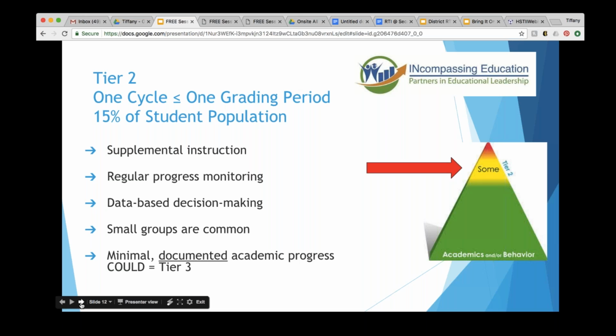Or perhaps they do need to be bumped to Tier 3, at which point I would encourage you to pull in some additional colleagues so that you can brainstorm what that Tier 3 support looks like. Typically, that's when you're going to pull in that school task force so that you can bring more heads to the table to brainstorm what that very intensive Tier 3 intervention is going to look like for that particular student.